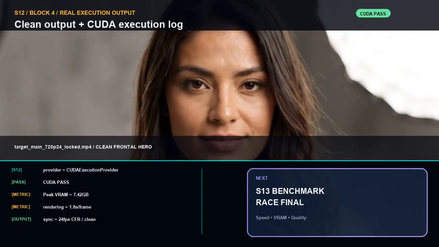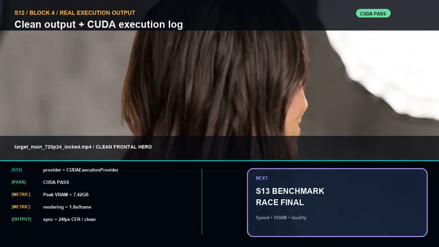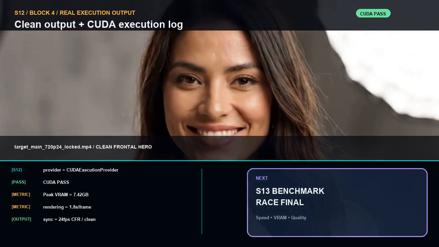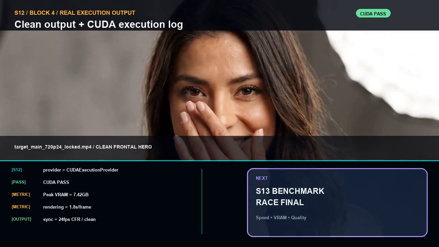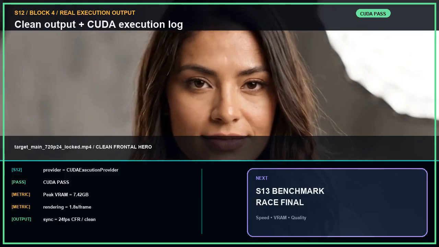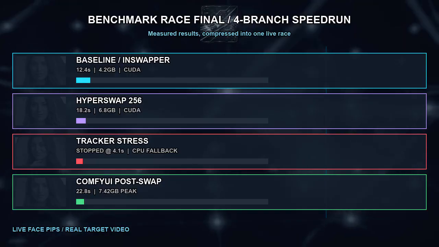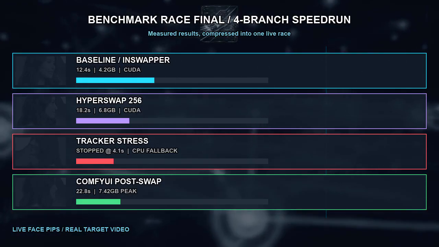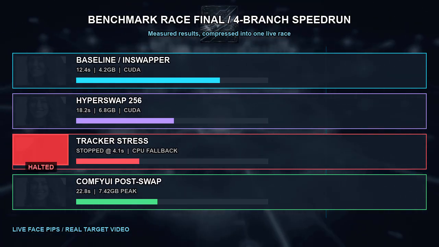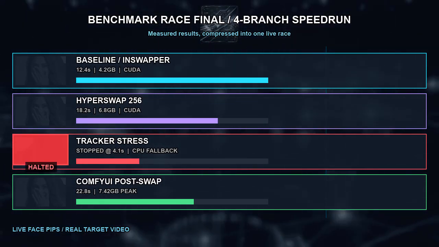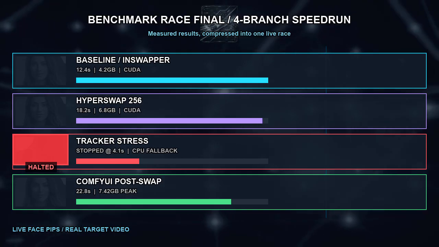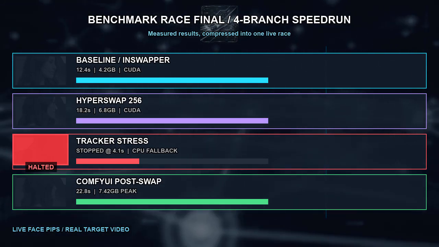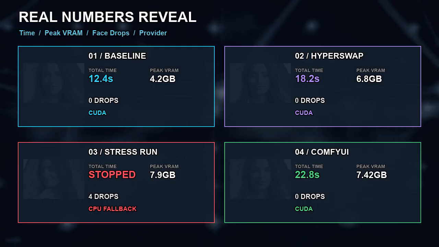Finally, read the real execution log. Confirm CUDA passes, record peak VRAM at 7.42 GB and 1.8 seconds per frame, verify. Four branches enter one compressed race. Baseline clears first, HyperSwap trades speed for detail, tracker stress stops at 4.1 seconds, and ComfyUI finishes post-swap.